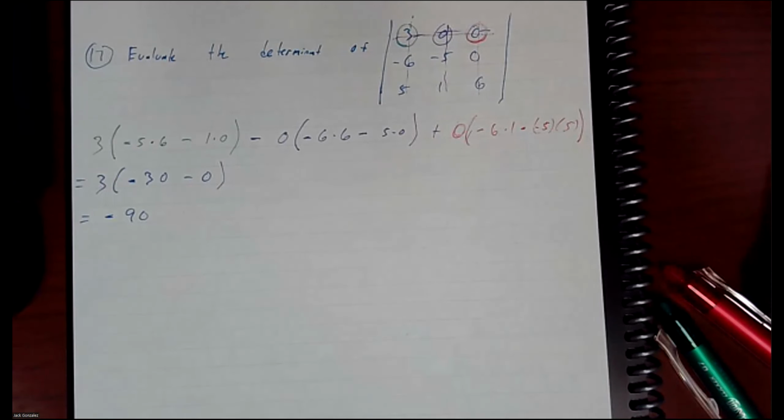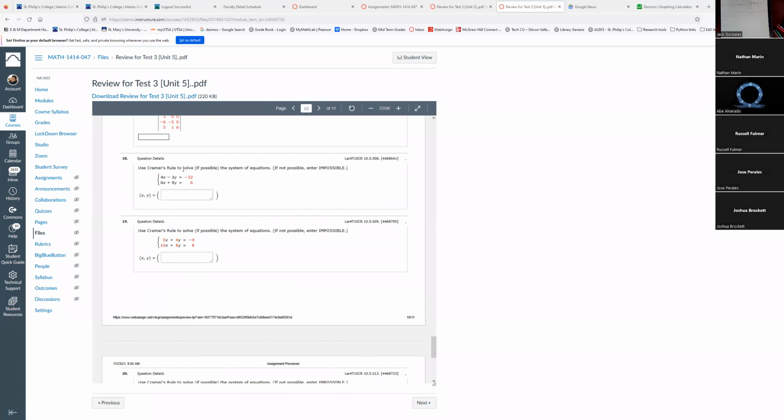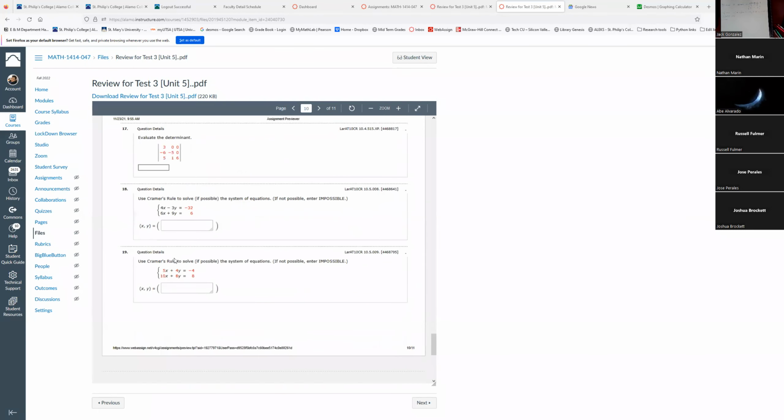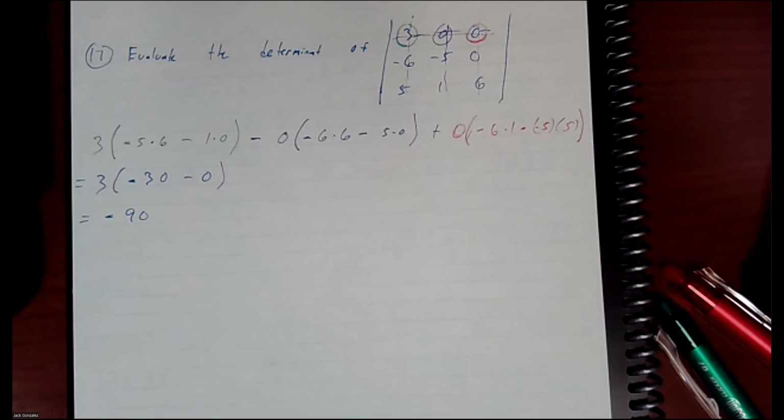Okay. The last two are solve using Cramer's rule. But again, I'm not going to make you do that because we didn't really talk about Cramer. So just solve the system any way you want. I don't care how you do it. Calculator, substitution, elimination, doesn't matter. So I'll let you do these last couple on your own.